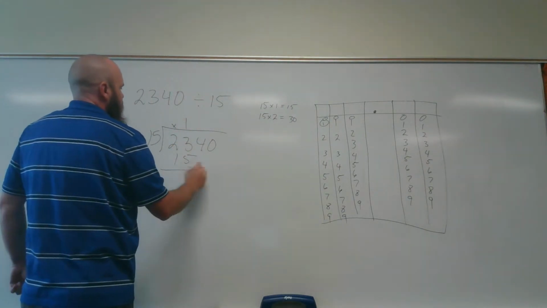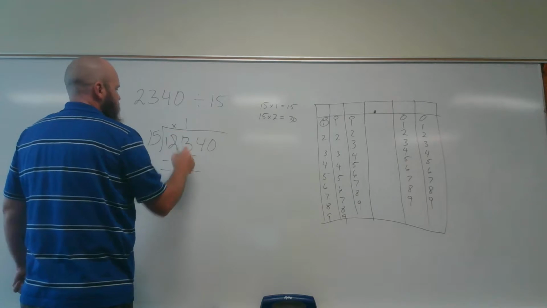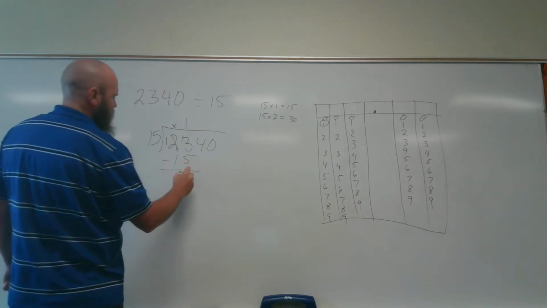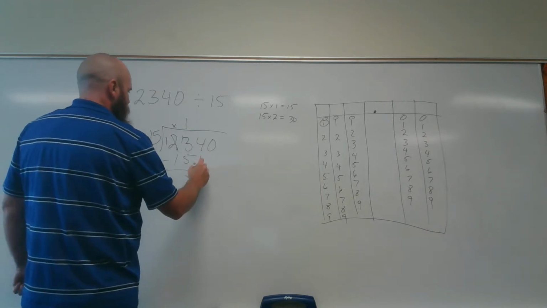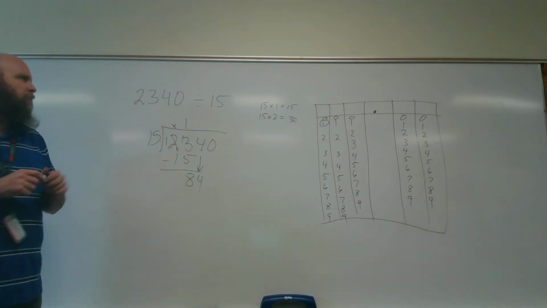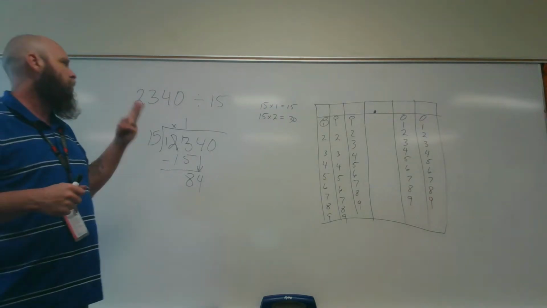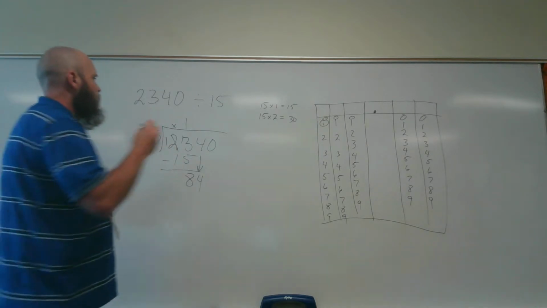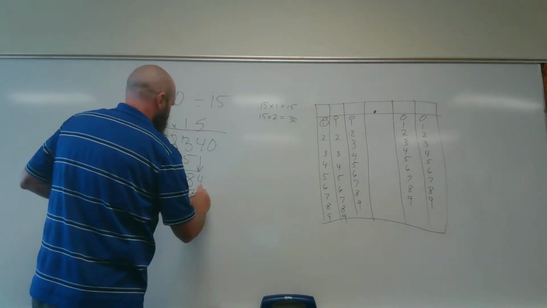Yeah, it goes 15. I subtract. 12 minus 8... bring down my 4. 15 goes into 84. Let's see, 30, 60, 90. So it must be 5. 5 times 15 is 75.